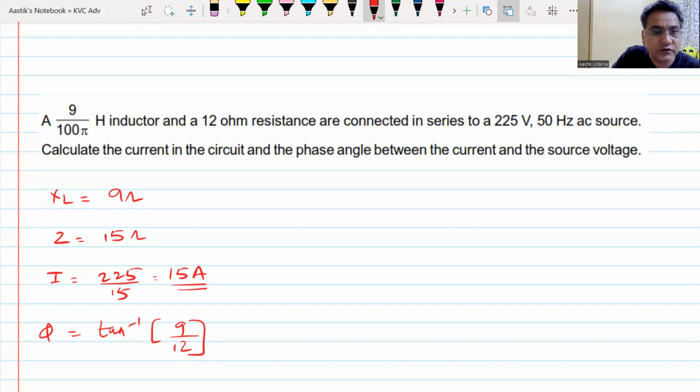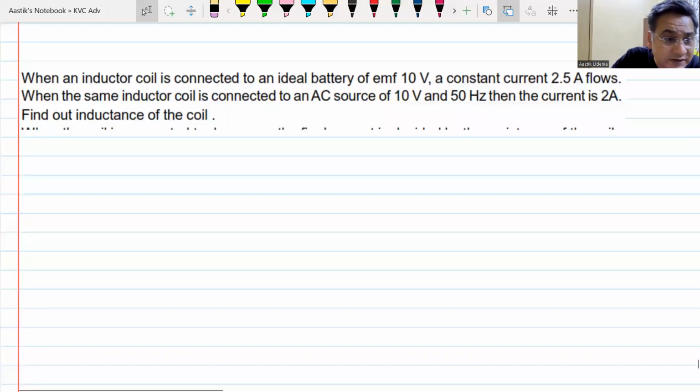So I'll give you one more to wind off this class. Do it fast. You have only 1 minute to do this. Remember, the Pythagorean triplet is the most important. When an inductor coil is connected to an ideal battery, I think we have done this, right? So I think we are done with all the questions that can come in this category. I think we have done this question before from those different notes of mine.